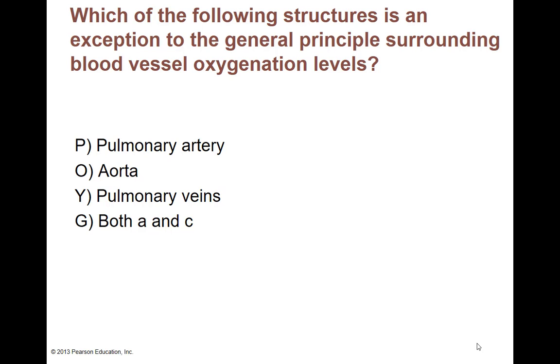Which of the following structures is an exception of the general principles surrounding blood vessel oxygenation levels? Generally, when we're talking the rule or the general principle, usually arteries carry oxygenated blood and usually veins carry unoxygenated blood. The exception being the pulmonary. The pulmonary artery has little oxygen. The pulmonary veins have lots of oxygen.